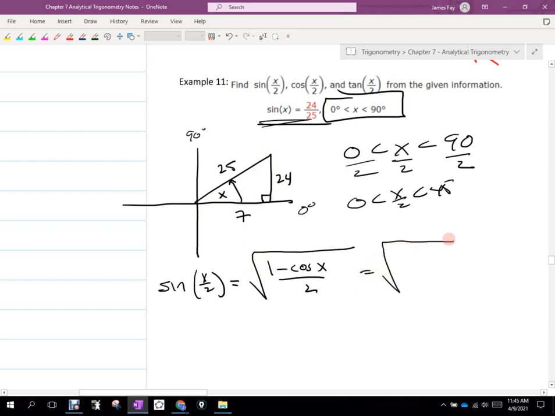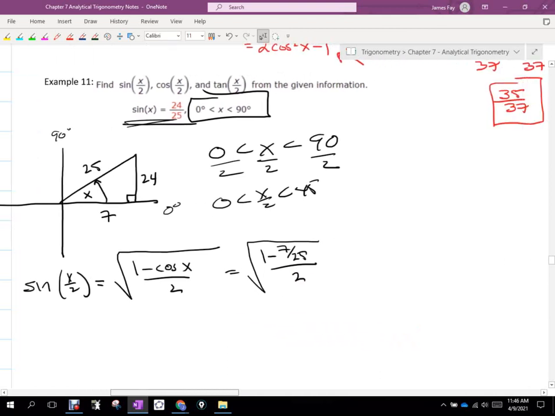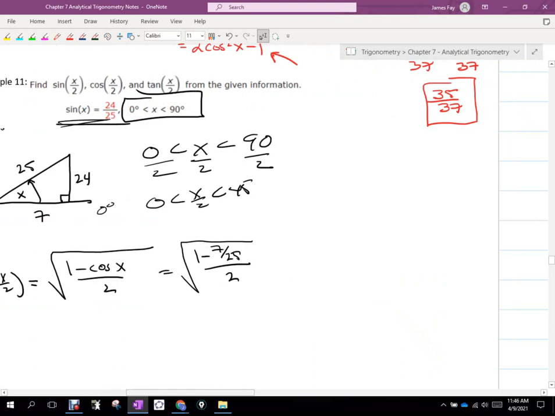All right, so now 1 minus cosine. What's cosine here? 7/25 all over 2, right? I think it's appropriate. You could leave it that way, but my hope is you see that as we go further, there's great reason not to leave it this way. Okay, I make that 25/25, right?